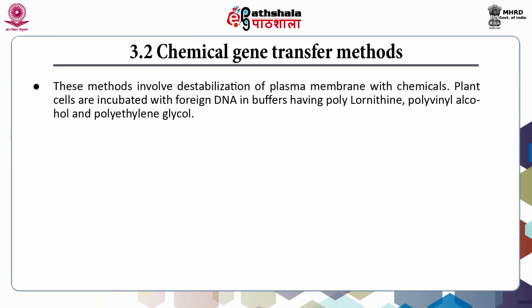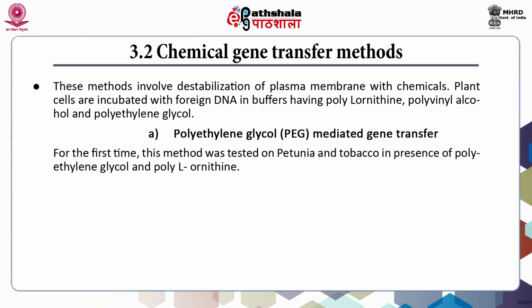These methods involve destabilization of plasma membrane with chemicals. Plant cells are incubated with foreign DNA in buffers having poly-L-ornithine, polyvinyl alcohol and polyethylene glycol. Polyethylene glycol mediated gene transfer. For the first time, it was tested on petunia and tobacco in presence of polyethylene glycol and poly-L-ornithine.